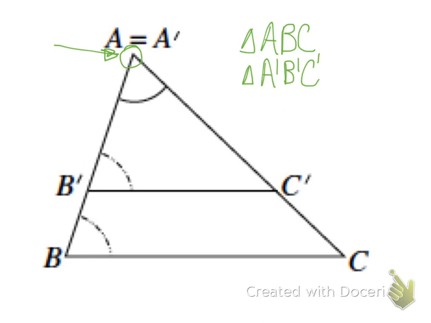And I'm going to say that the measure of angle AB'C' is equal to the measure of angle ABC. So this would be angle AB'C', and this is angle ABC.